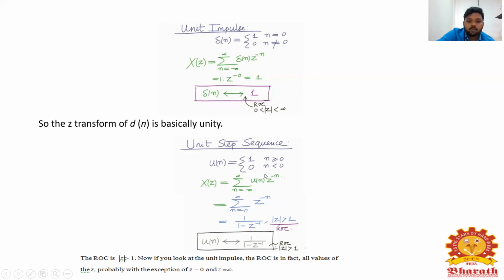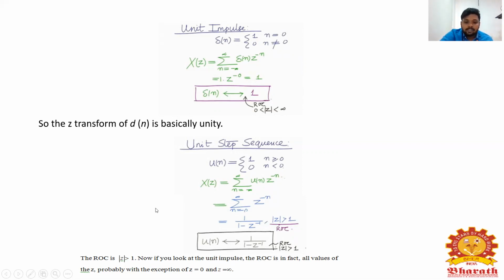If I substitute 1 here, we have 1 into z power minus n. So summation n equal to 0 to infinity of z power minus n, whose formula is 1 divided by 1 minus z inverse. Here the region of convergence is magnitude of z greater than 1. So for u of n, if I take the Z transform, I will get 1 divided by 1 minus z power minus 1, and the ROC is magnitude of z greater than 1.